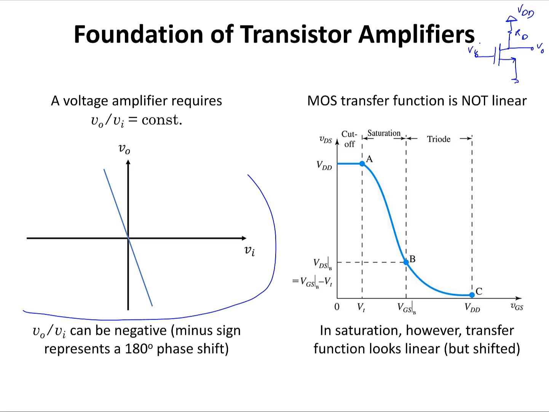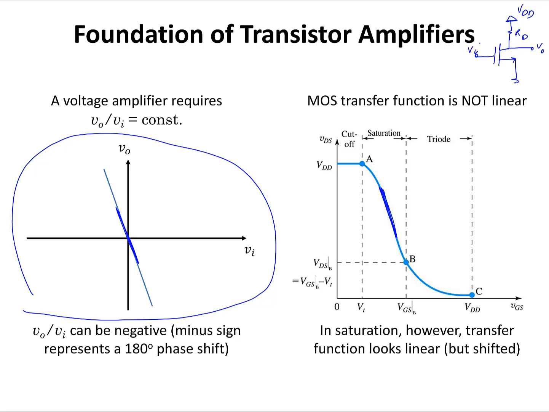The graph on the left shows my desired transfer function, a transfer function for a linear voltage amplifier. So I'm trying to see if there is a region in the transfer function of this MOSFET transistor that looks like the transfer function of a linear amplifier. The MOSFET transfer function is nonlinear in general, but it looks like in this region, these two transfer functions look similar. That means if we can make sure that the MOSFET operates in the saturation region for all the values of the input signal, then the input and output are going to have a linear relationship with each other.